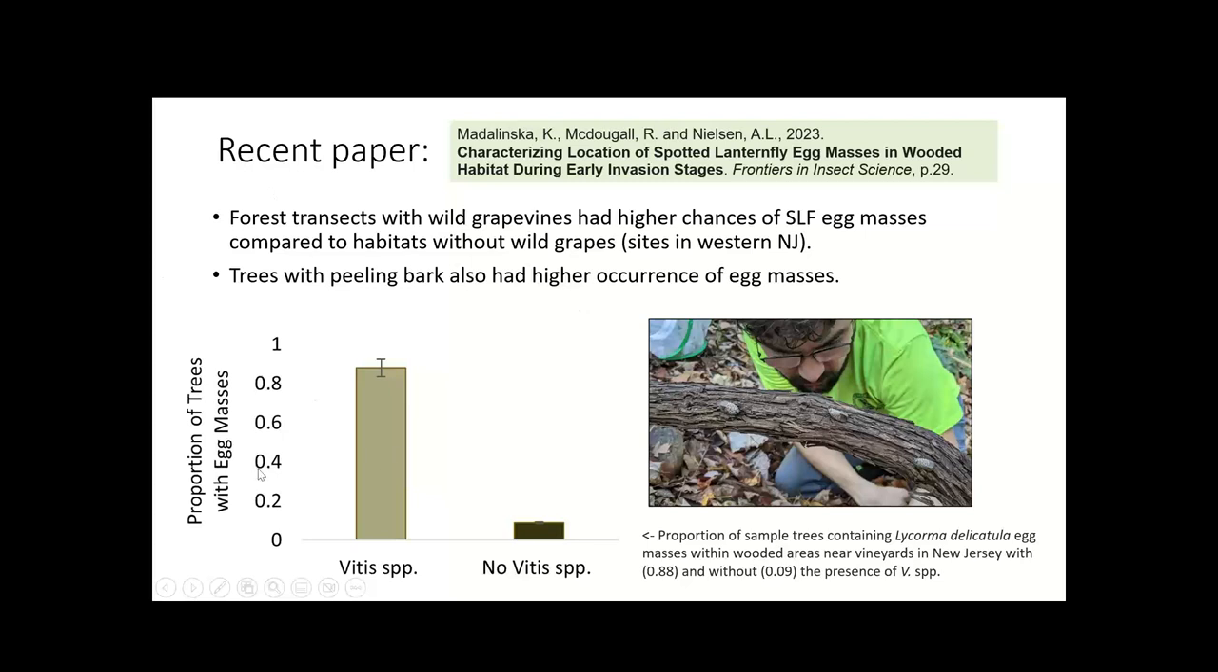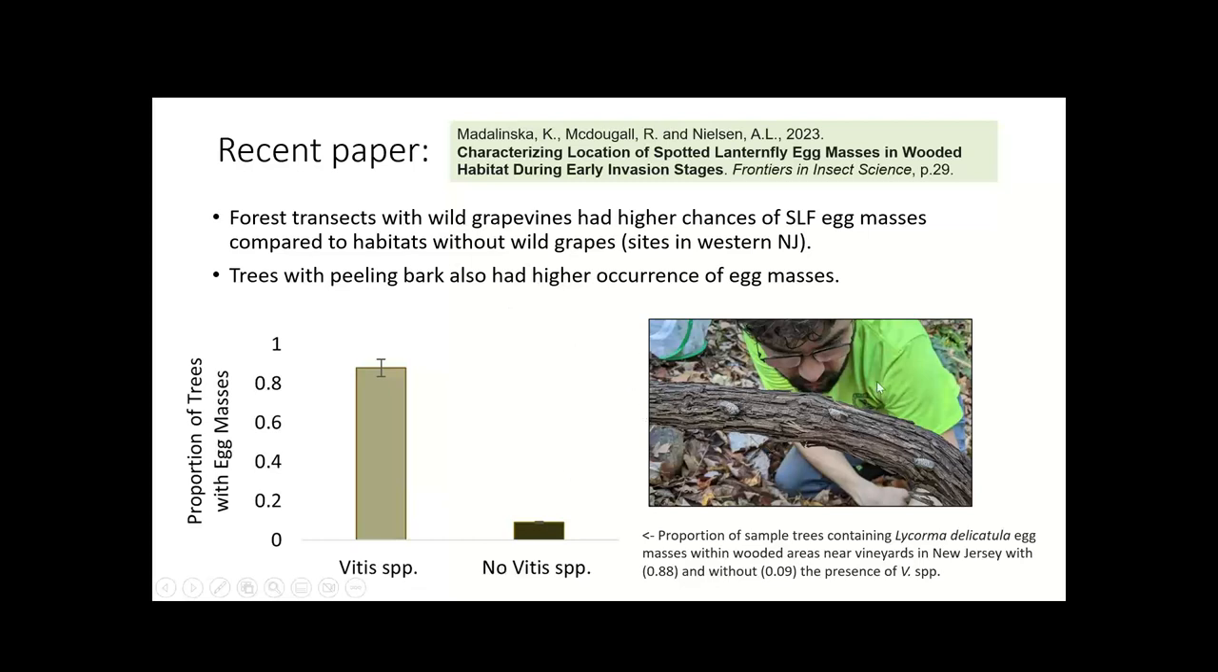And the basic gist here is that in plots that had wild grapevines out in the woods, most of those places with wild grapes had egg masses. Forest transects that did not have grapes had significantly lower occurrence.